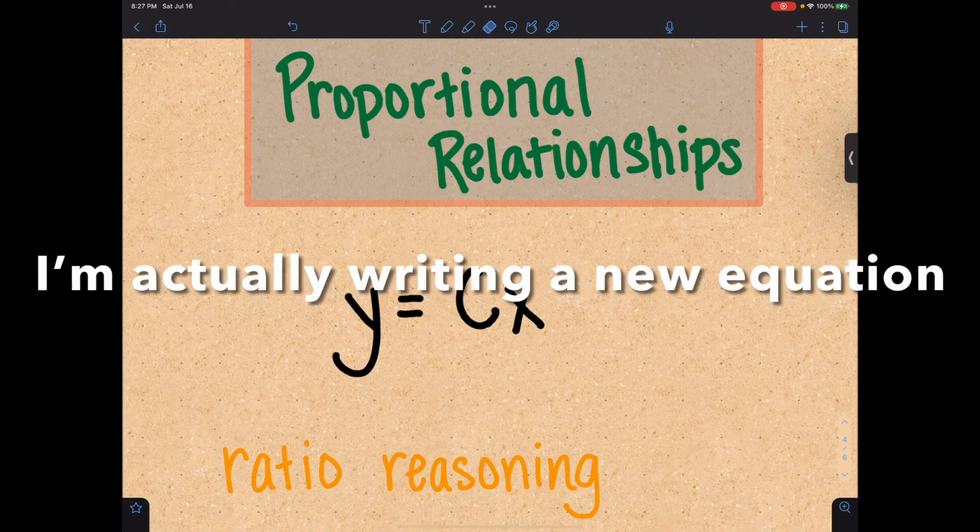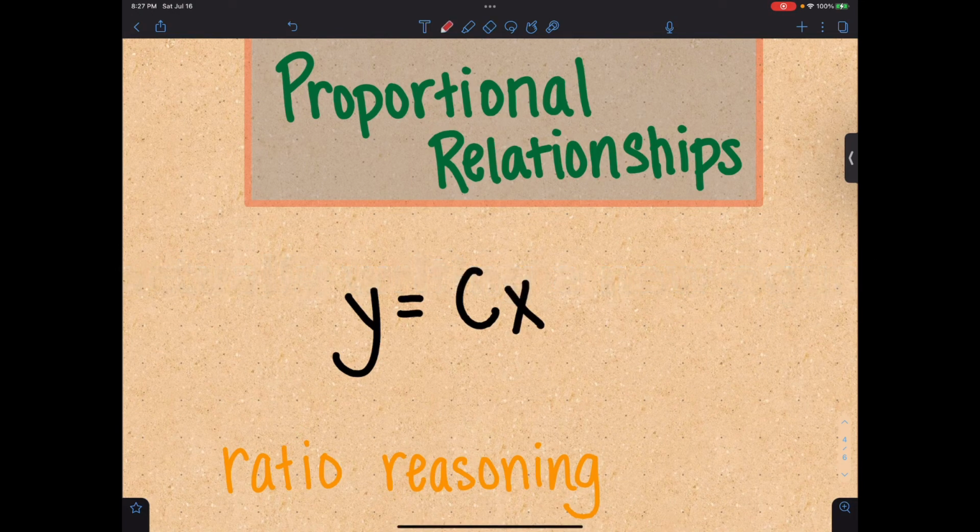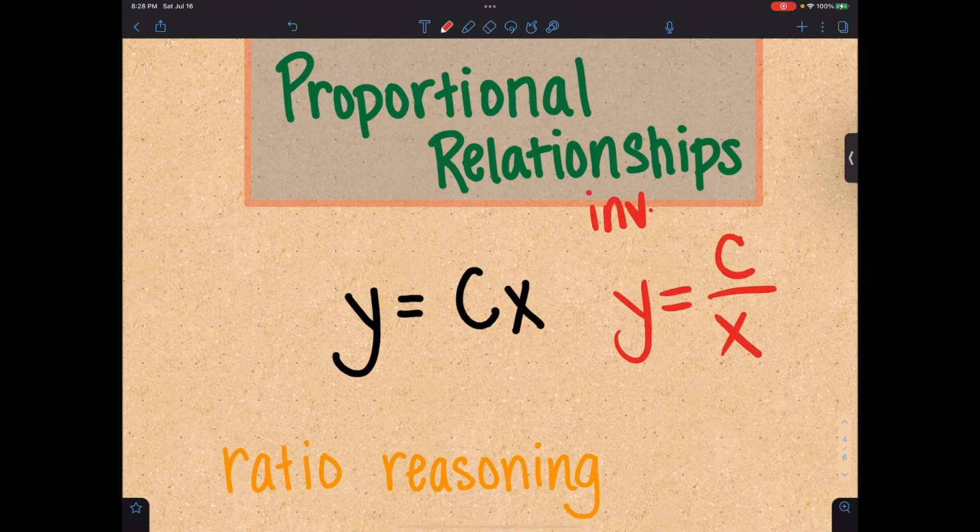I'm going to write this equation in a different way just to make this point a little bit stronger. What if y was equal to c over x? This is called something different. This is called inversely proportional or inversely related. They're kind of on opposite sides now. Y, if this were a fraction, it would be y over 1. So y is on the top, x is on the bottom.